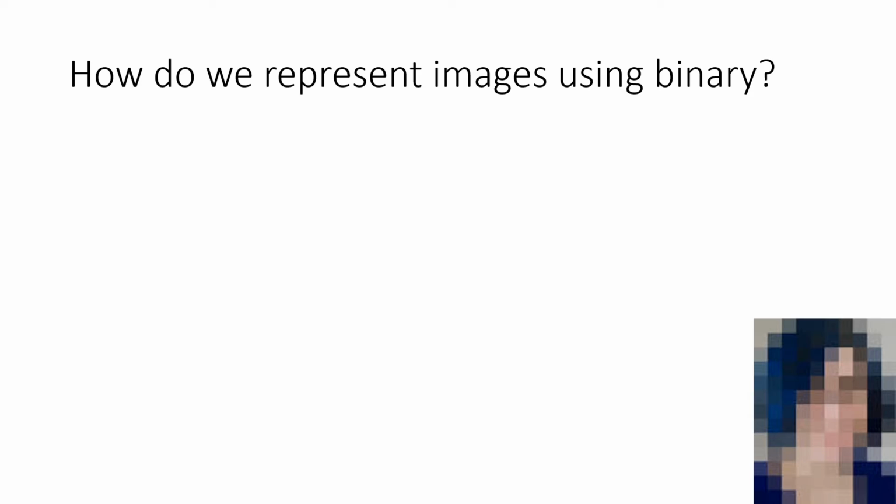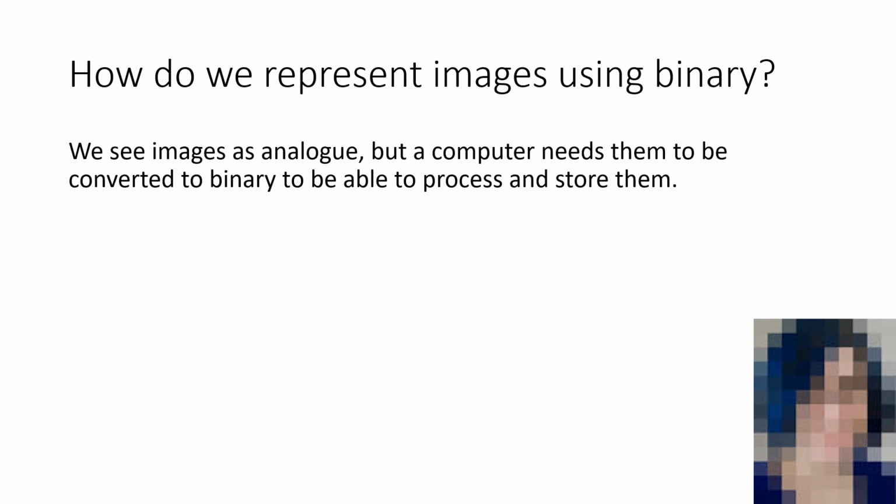Right, how do we represent images using binary? Clue there, bottom right hand corner, lots of little blocks. But that's not how we see images. We see it as analog, continuous light waves hitting our eyes, which go at different frequencies to represent different colors. The computer doesn't see that. It sees those continuous waves and has to turn them into signals, into digital signals, and turn those into binary.